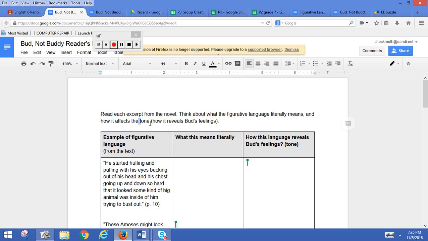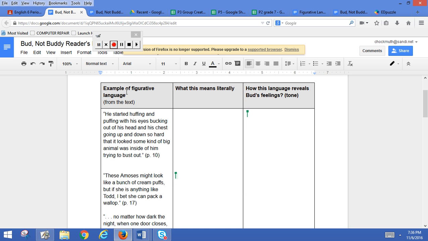And tone is how all those details reveal the attitude or the feeling of the main character or the narrator. So the word choice, the words that the author, Christopher Paul Curtis, gives to Bud reveals something about his feelings, and that's called tone.